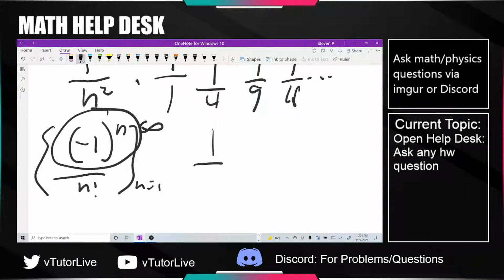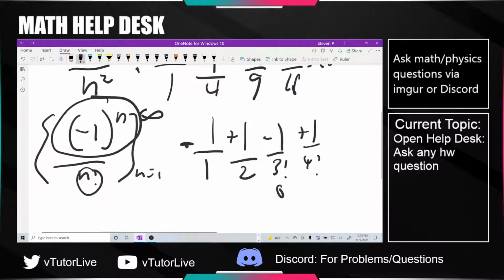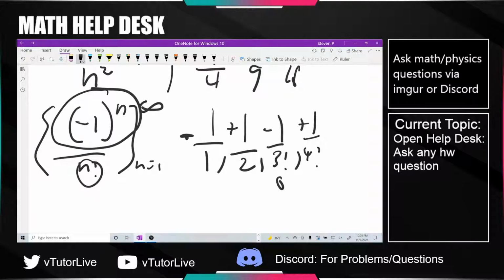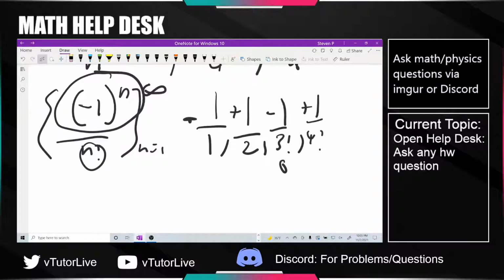If the regular sequence with just n factorial is 1 over 1, 1 over 2, 1 over 6, or 3 factorial, which is 6, 1 over 4 factorial, etc. The -1 to the n just alternates the sign. So starting with n equal to 1, -1 to the first power is negative. So the first one's negative, second one positive, and then it just keeps flipping, so on and so forth. I should put commas in between to let you know that this isn't a sum, but a comma-separated list of values. Okay, number 3.